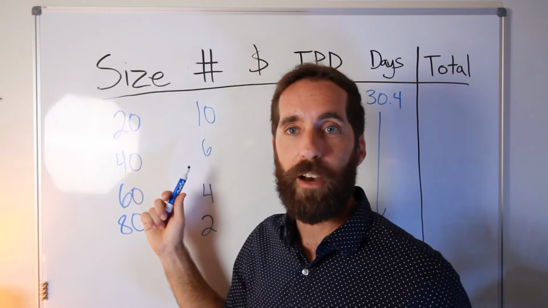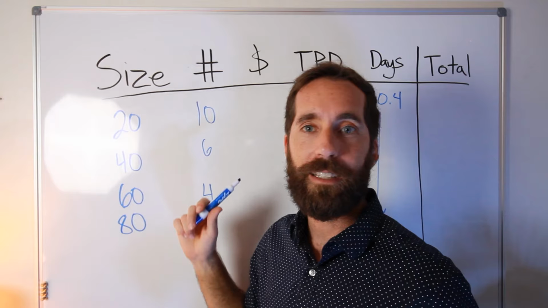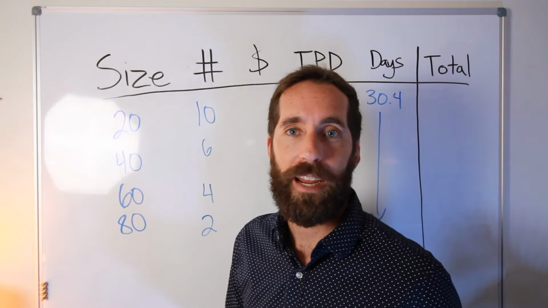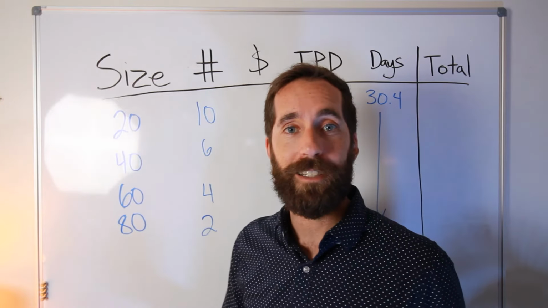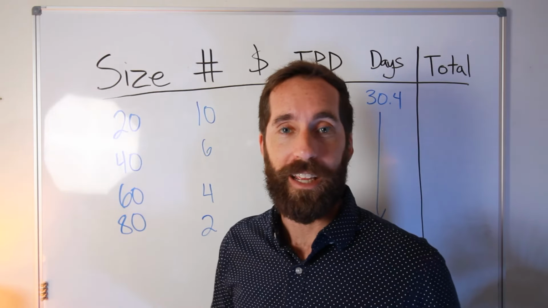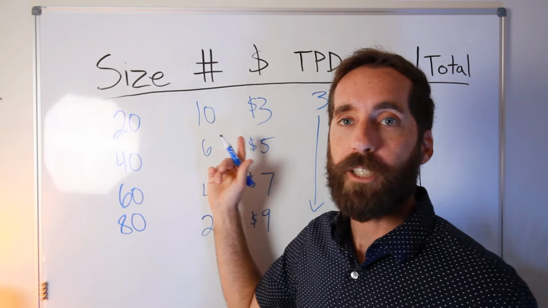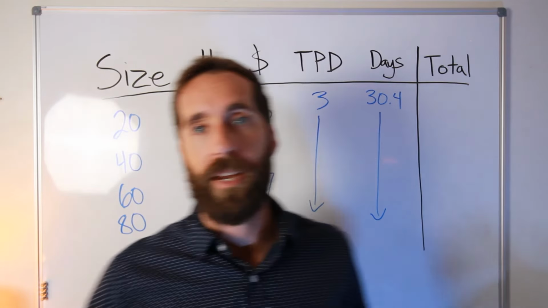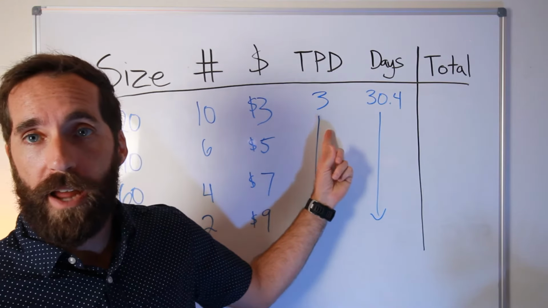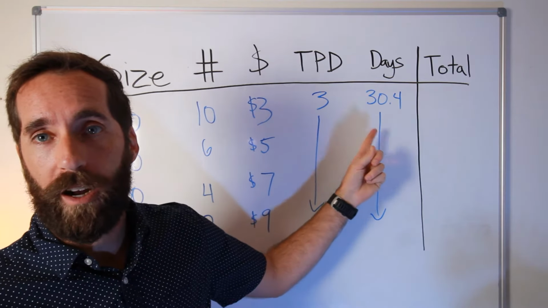They have 6 of the 40s, 4 of the 60s, and 2 of the 80s. All right, now we need to determine how much it costs to do each size of load of wash in each size machine. For our 20s, it costs $3, and it goes up by $2 increments per size of machine. All right, and again, we're using 3 turns per day and 30.4 days.